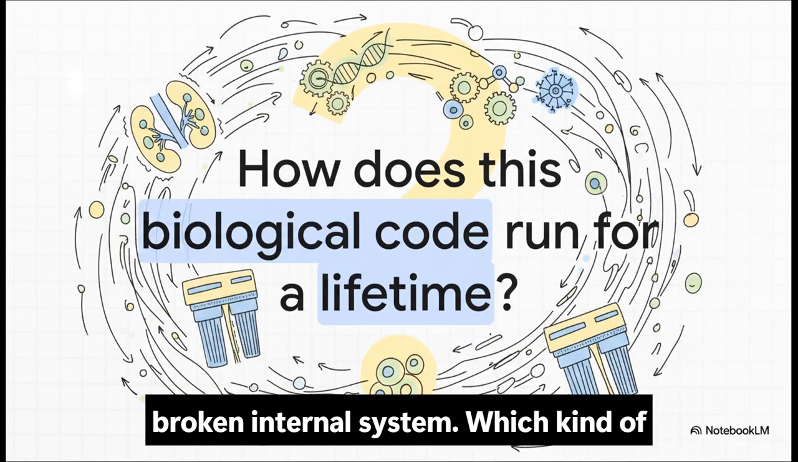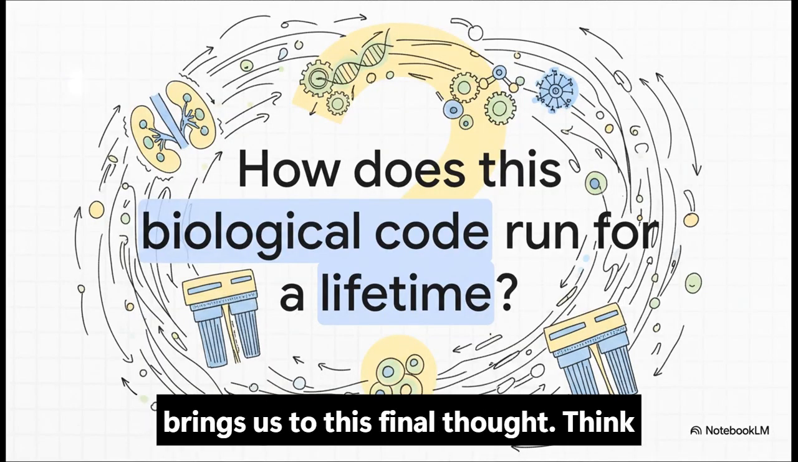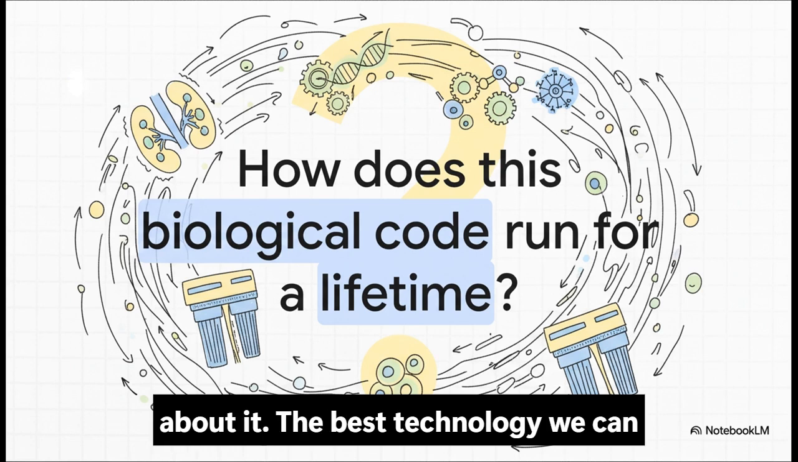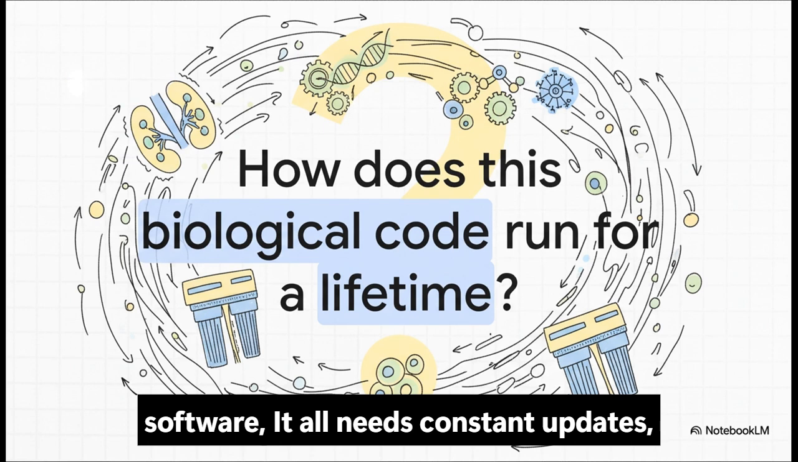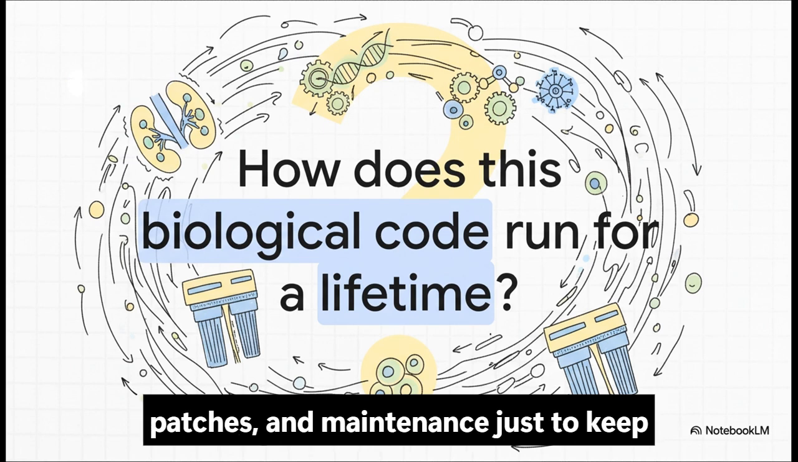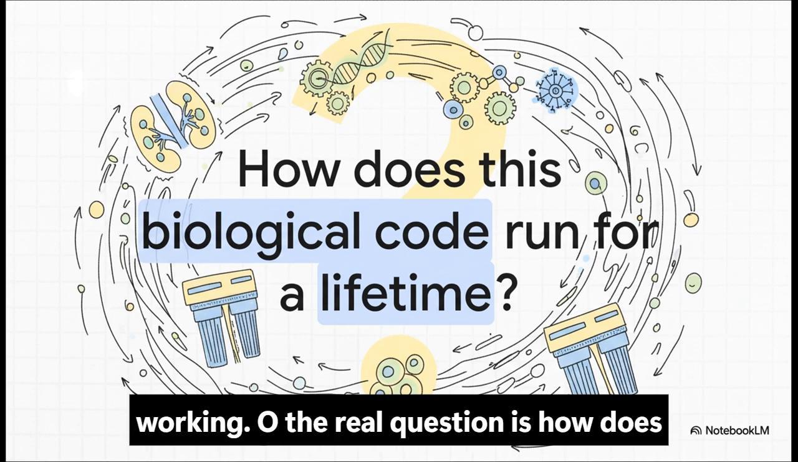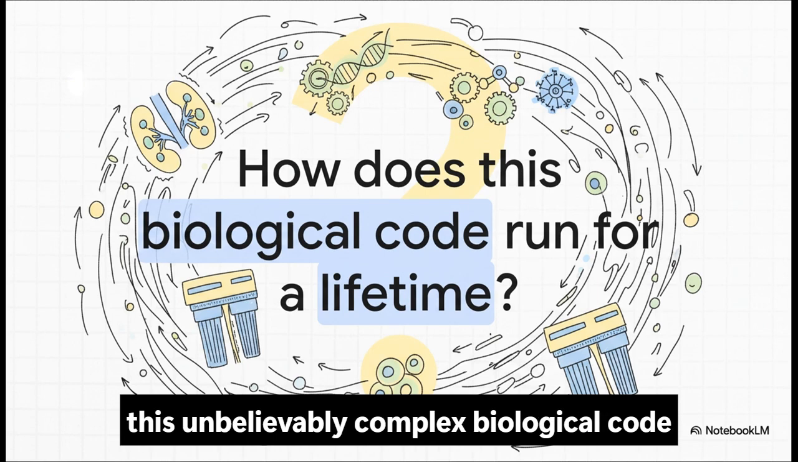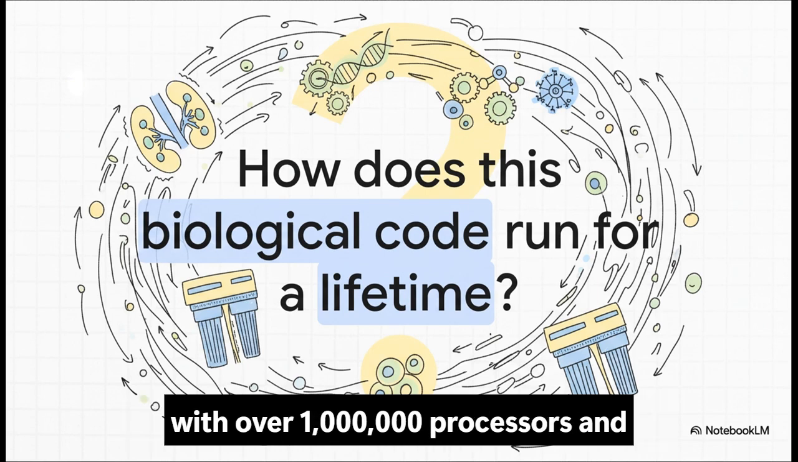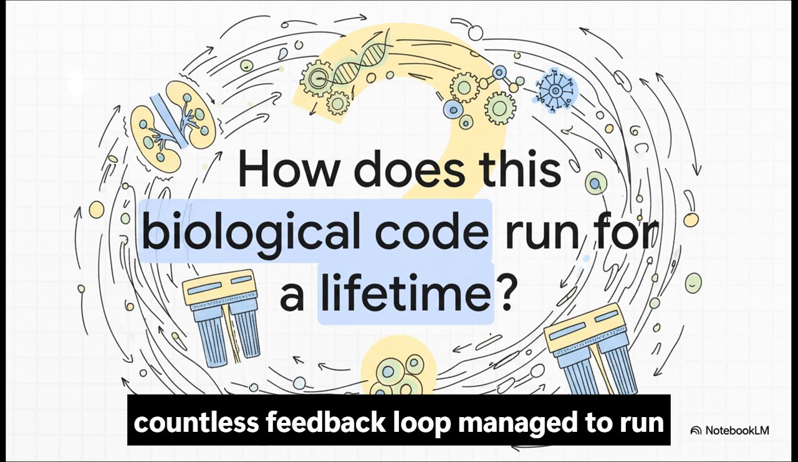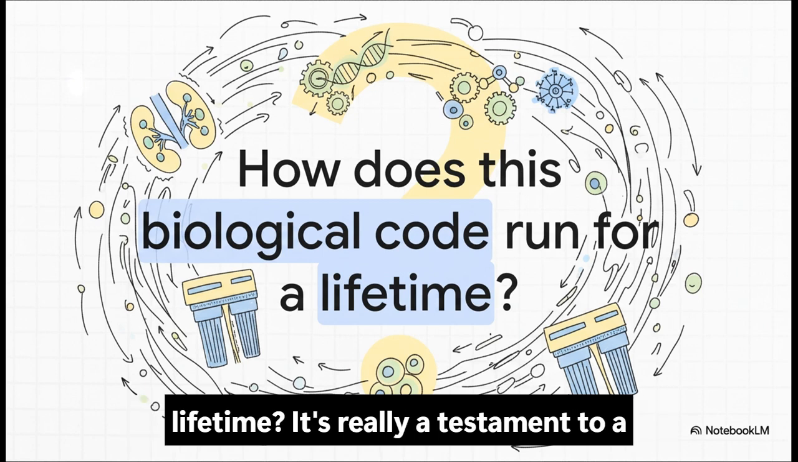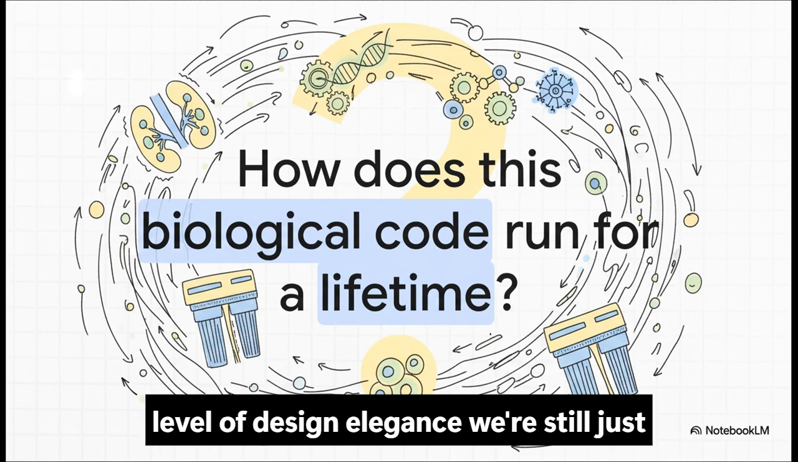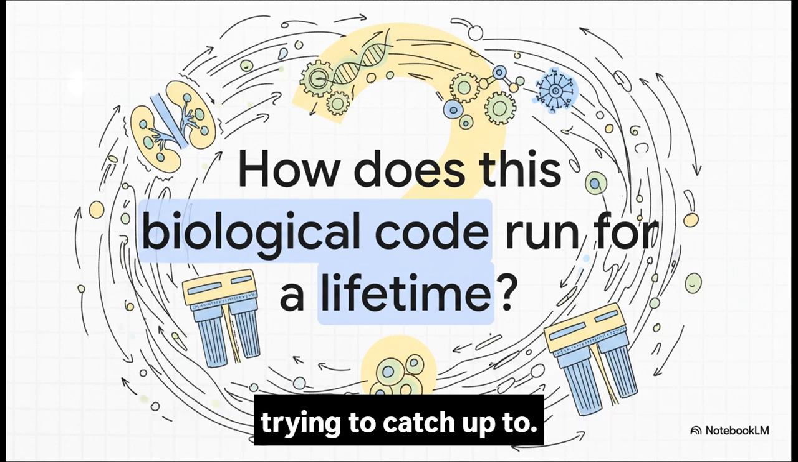Which kind of brings us to this final thought. Think about it. The best technology we can build, our computers, our phones, our software, it all needs constant updates, patches, and maintenance just to keep working. So the real question is, how does this unbelievably complex biological code with over 1 million processors and countless feedback loops manage to run, self-repair, and adapt for an entire lifetime? It's really a testament to a level of design elegance we're still just trying to catch up to.